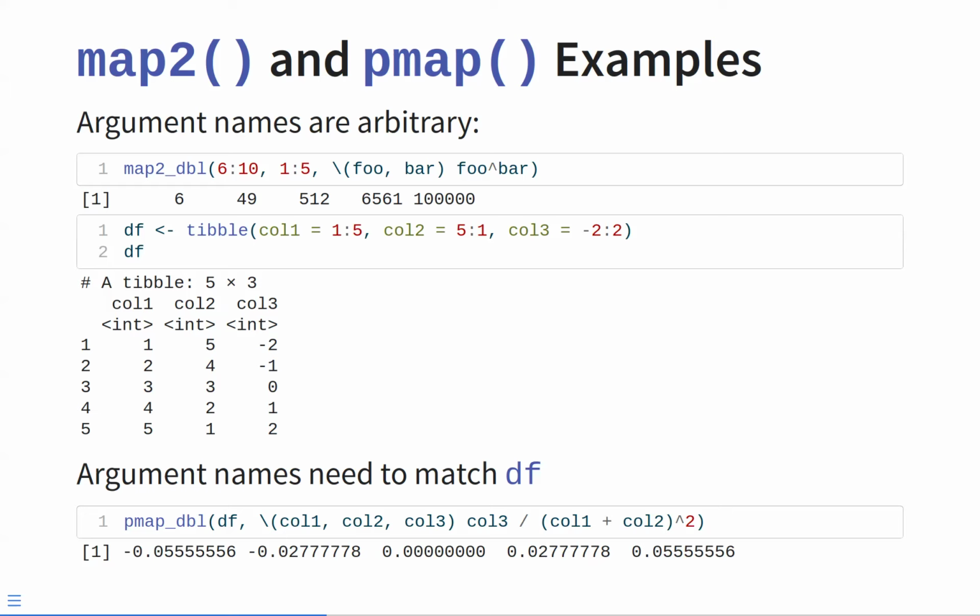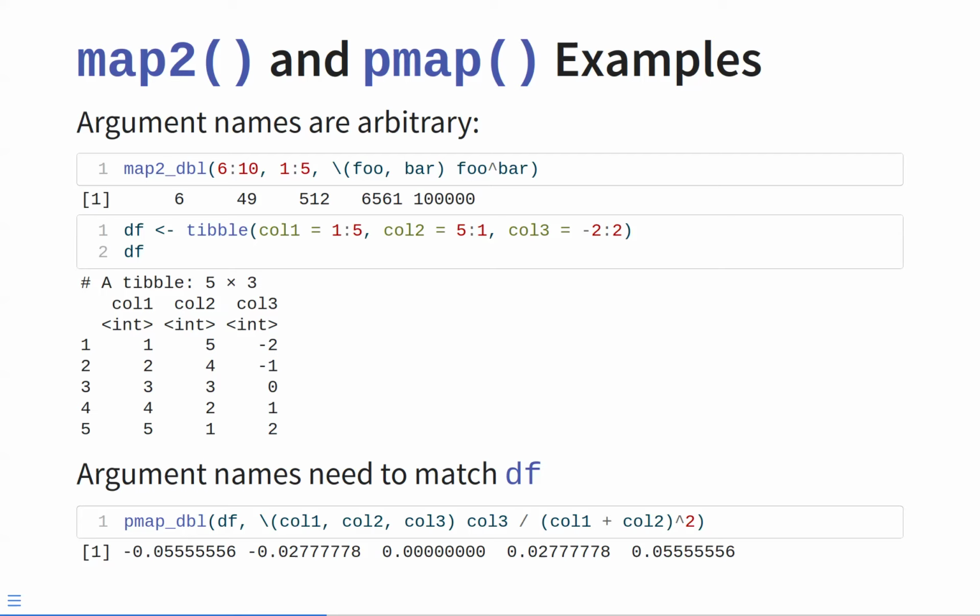Okay, let's look at some examples to make this more concrete. Let's try map2. Map2 needs a function that takes 2 elements, and that function can have completely arbitrary argument names. Here I've written an anonymous function that takes 2 inputs, foo and bar. It simply raises foo to the power bar. I'm going to feed it 2 vectors. .x will be 6 to 10, .y will be 1 to 5. So I am raising 6 to 10 to the power 1 to 5. Now again, this is a very silly thing to do. I could have just used R's built-in vectorized operations. So this is not intended as an example of what you should do in practice. It's intended as an example of how the syntax of map2 works.